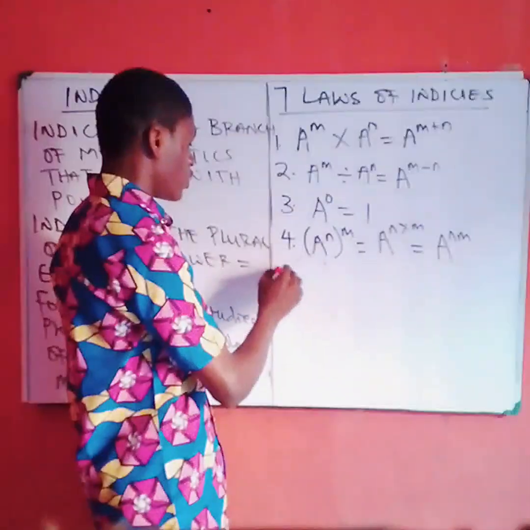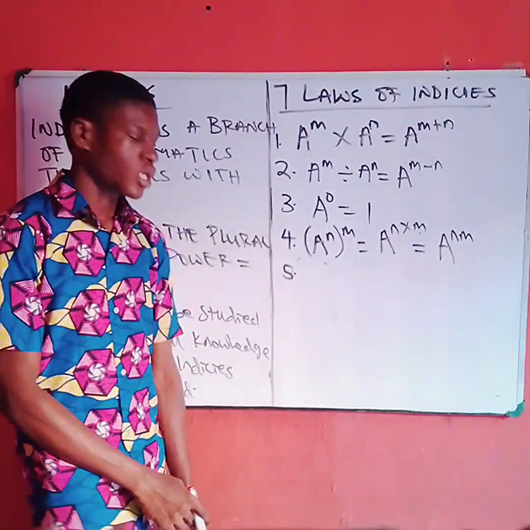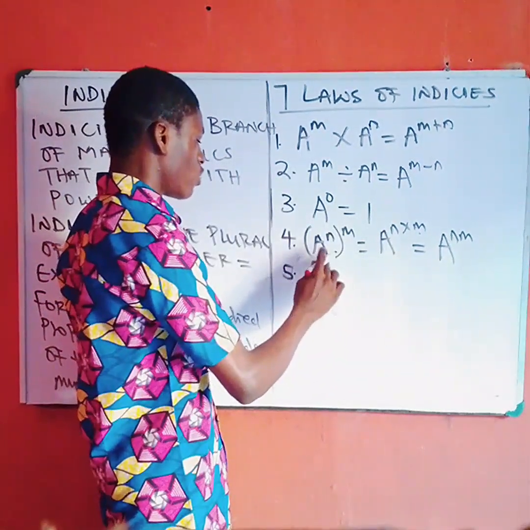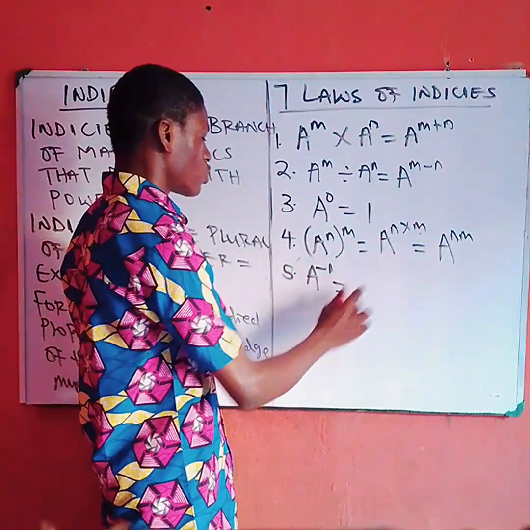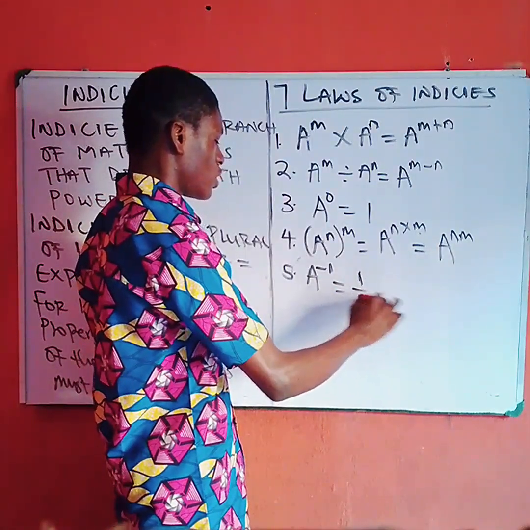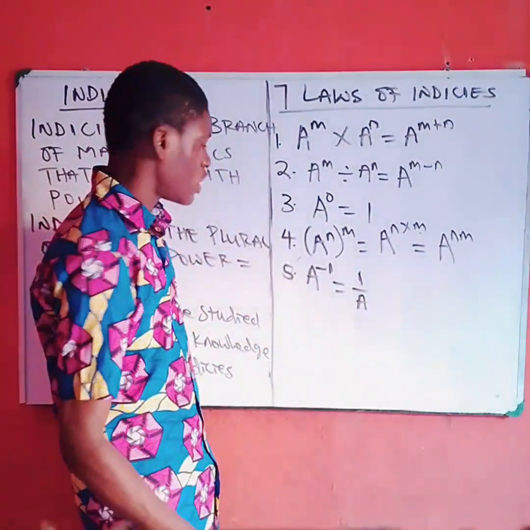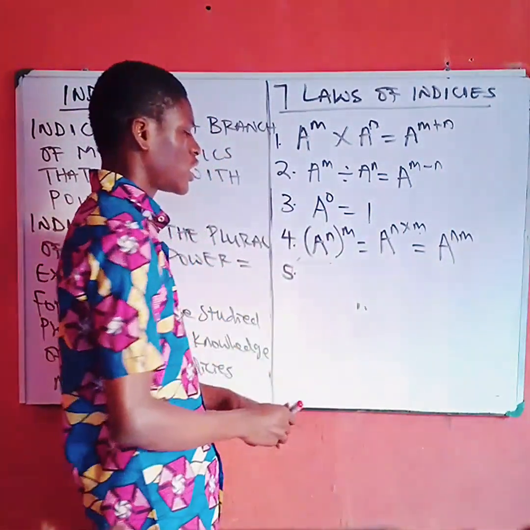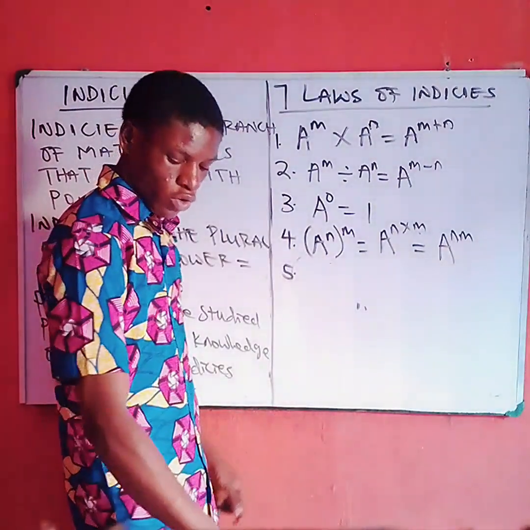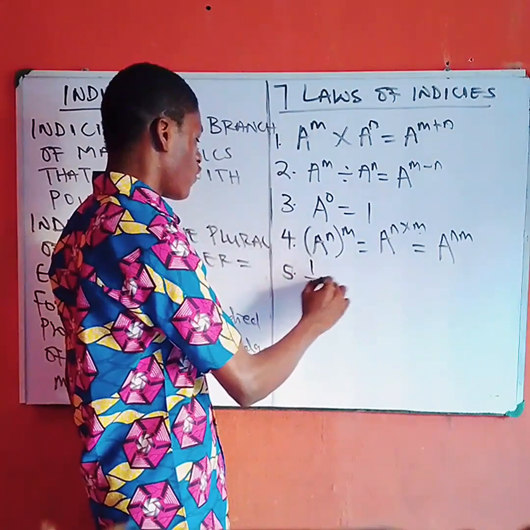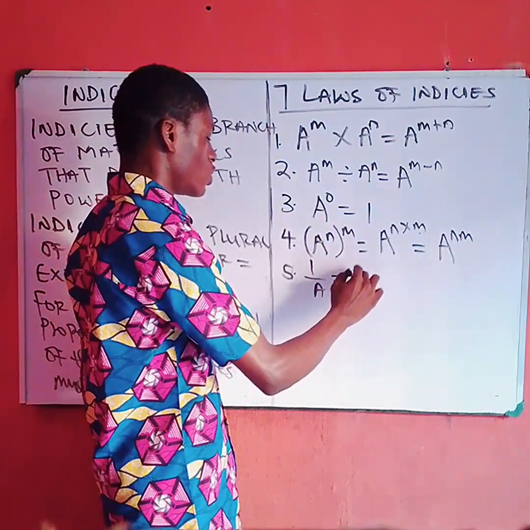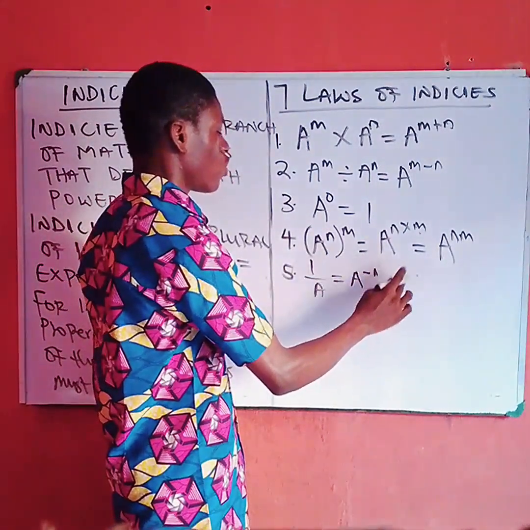Number 5. I know that a raised to the power of minus 1 is equal to 1 over a. The other way around, I can write that 1 over a is equal to a raised to the power of minus 1.